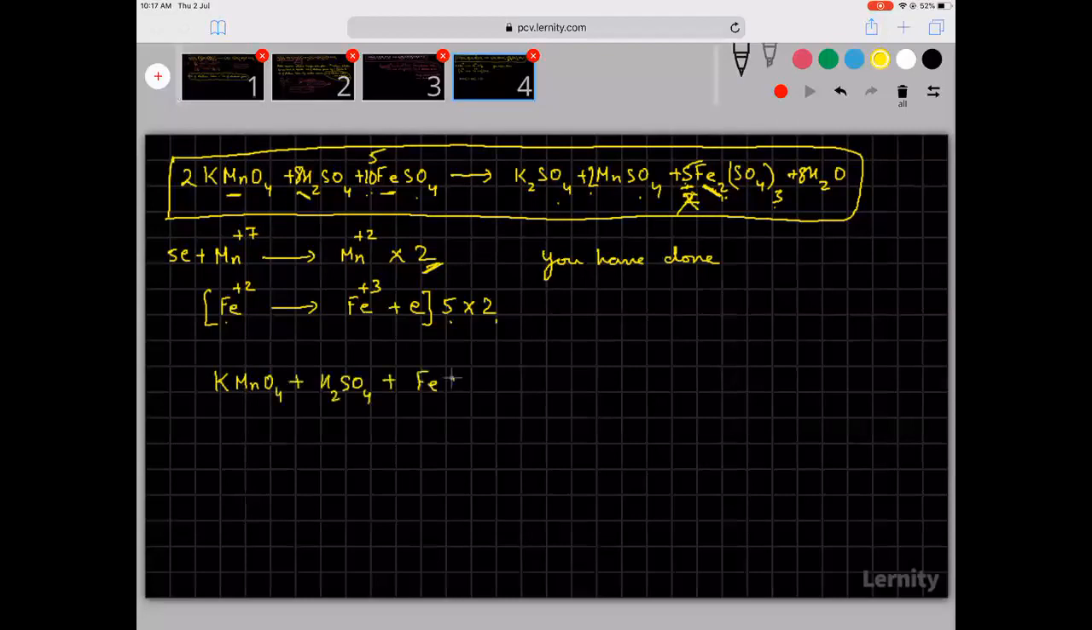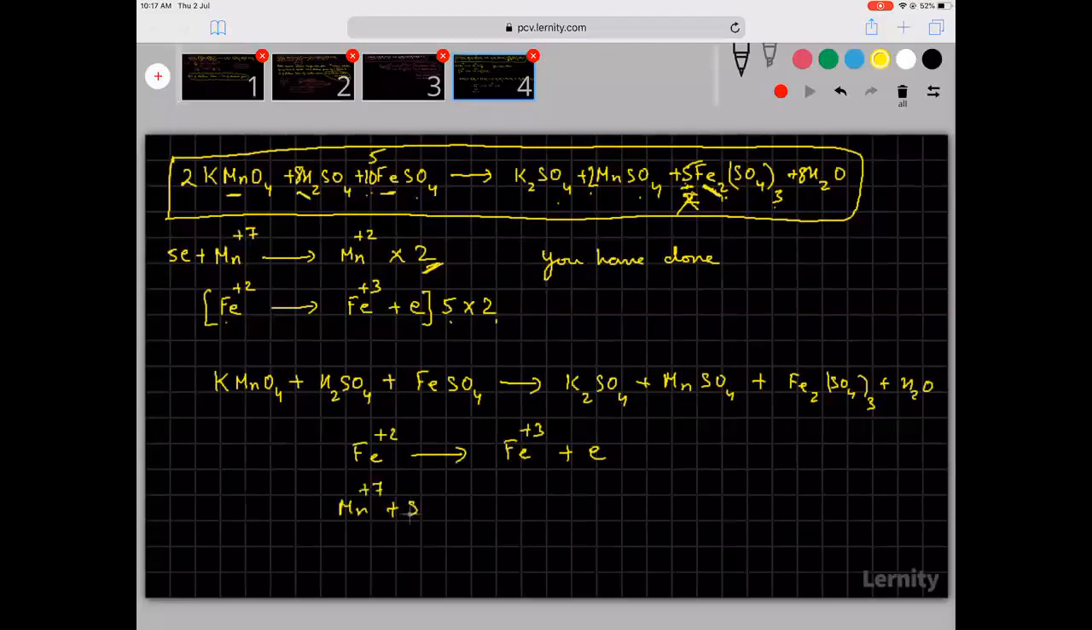Okay, so here it is MnSO4 plus Fe2SO4 3 times plus H2O. Now here Fe is in the +2 state. It has moved to Fe in the +3 state by giving electron. Manganese is in the +7 state. It is taking 5 electrons to make manganese +2.